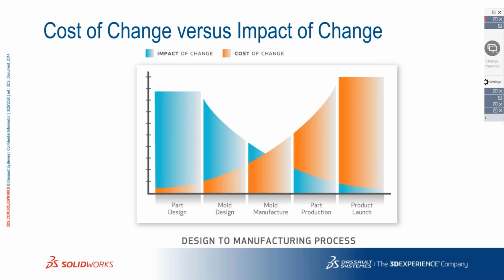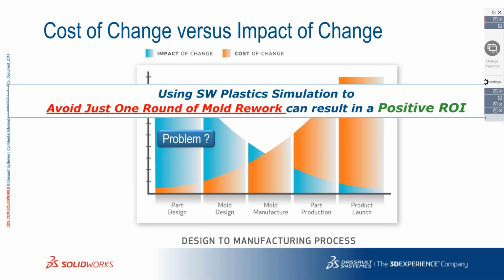The entire process has to be redone, and the impact of the cost is very, very high. It is going to be disastrous sometimes, where we have to throw away the entire core and cavity, that is the mold, and redo everything. So to balance this cost of change versus impact of change, what has to be done? Using SolidWorks Plastics simulation to avoid just one round of mold work can result in a positive ROI. That means there is return on investment.